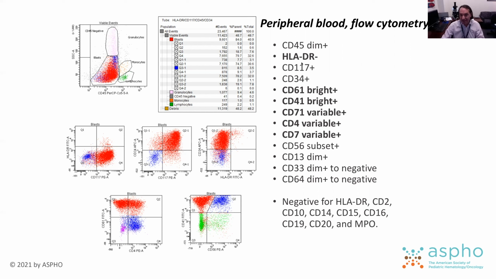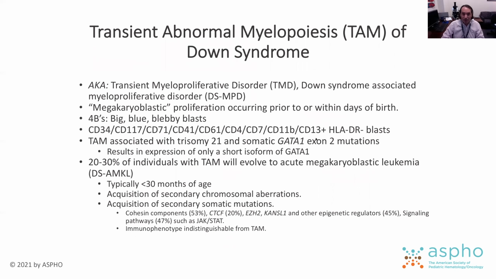They are HLA-DR negative, and they also express two markers that we think of as being expressed in T cells, but are also expressed in immature megakaryocytes. This is CD4 and CD7. So this is a case of a child with Down syndrome and so-called transient abnormal myelopoiesis, the myeloproliferative disorder of Down syndrome, associated myeloproliferative disorder, transient myeloproliferative disorder, or whatever its name happens to change to this week.